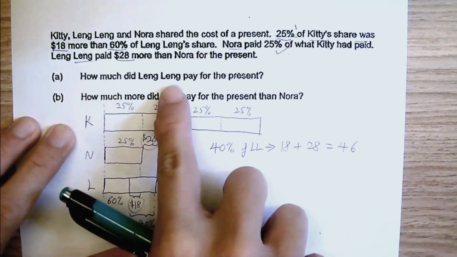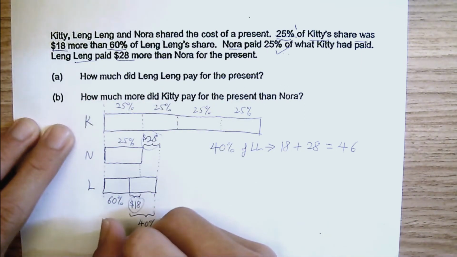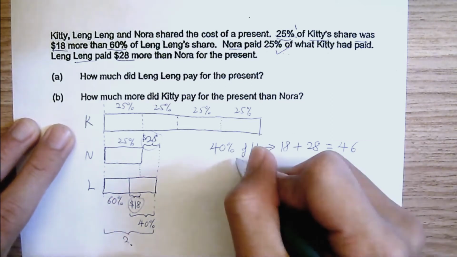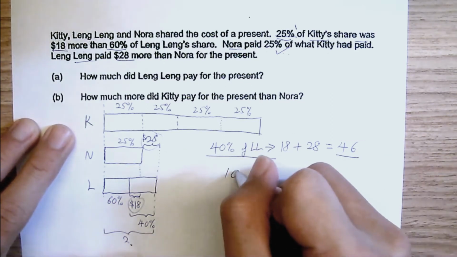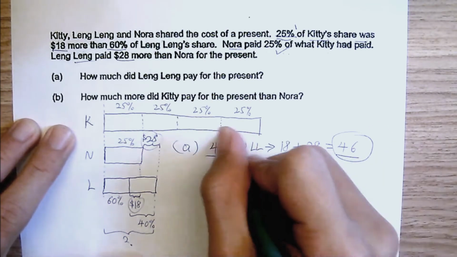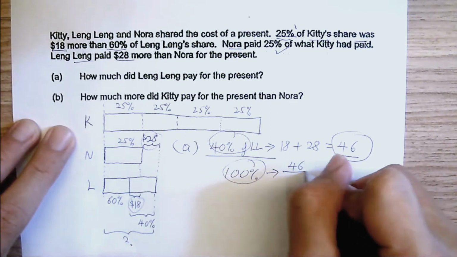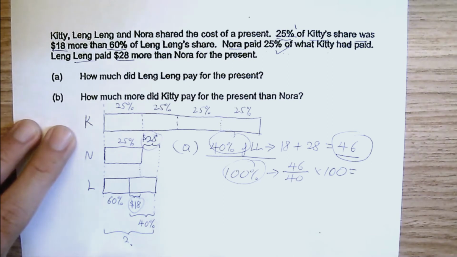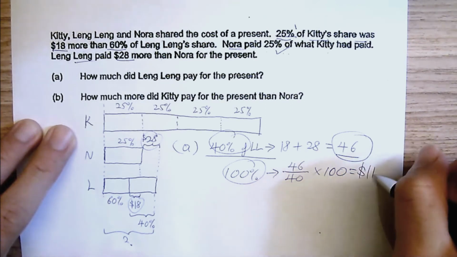Then they ask for how much did Ling Ling pay for the present, which means that they want to find out this entire thing, right? So I'm going to put a question mark over here. Okay. So since 40% of Ling Ling is $46, I can find 100%. And then as per our usual, we just take this divided by this, multiply by this. 46 divided by 40, multiply by 100. Let's see what we get in the calculator. So Ling Ling paid $115.